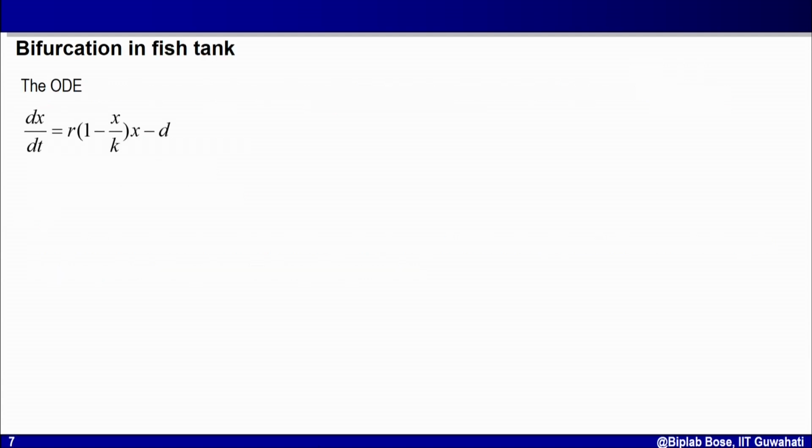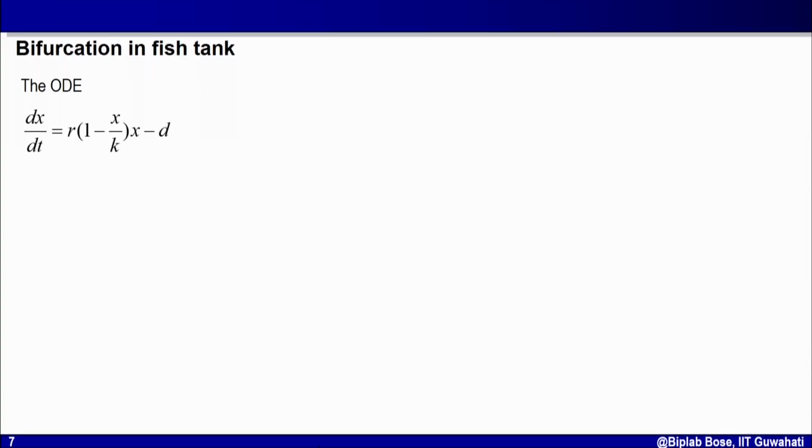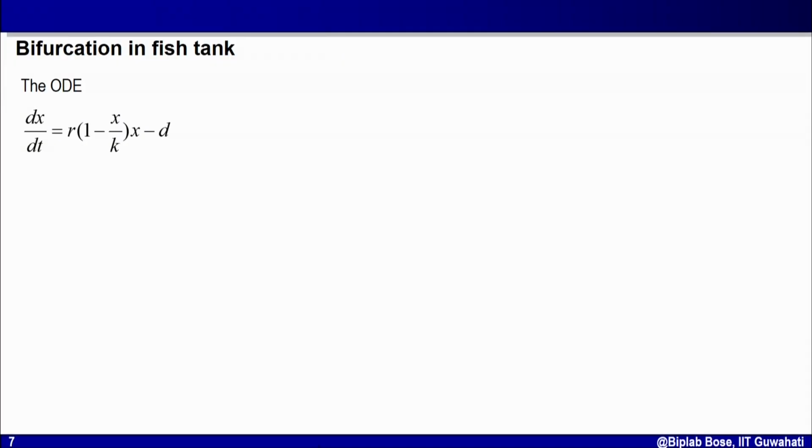Now let us look into another example and analyze in detail to understand this concept of bifurcation. So let us take the old problem of fish tank, where we are growing fish in a tank, and at equal interval we take out some fish to sell in the market. As the tank has limited space and resources, I will use a logistic growth model with removal as a negative term. So x is the number of fish in the tank at any time.